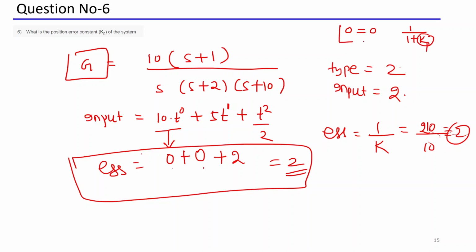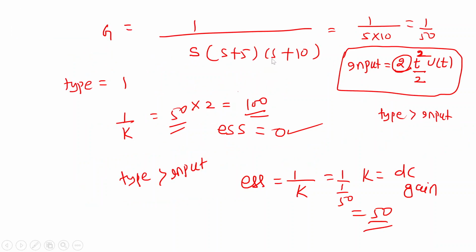When the type equals 0 and the input type equals 0, in that case, that k is called the position error constant. So what is the k? K is called the DC gain. Directly you can find it out by looking at the question. What is the DC gain?